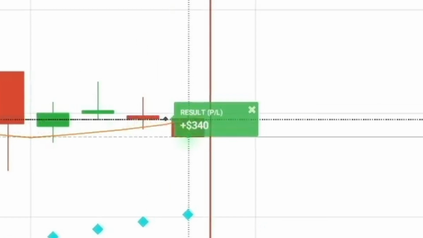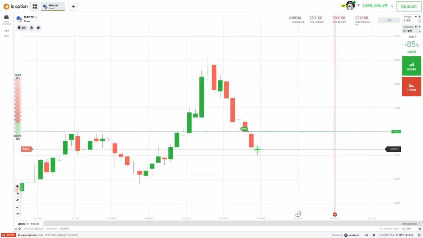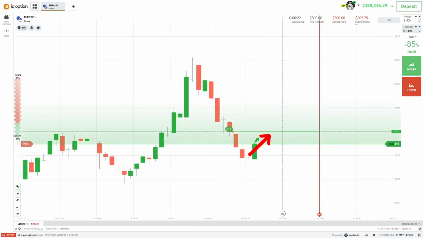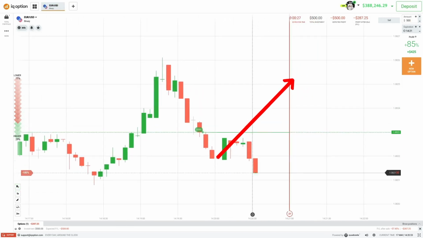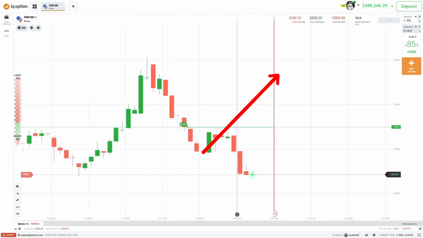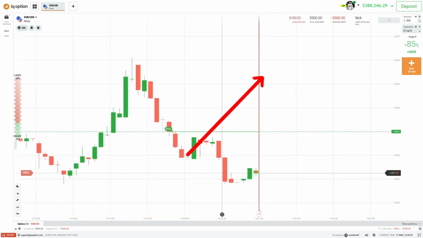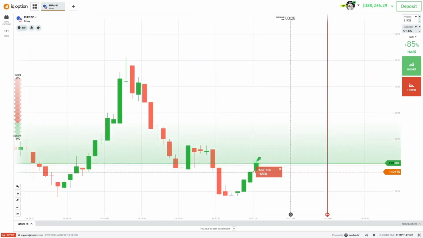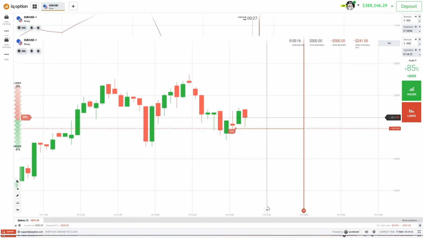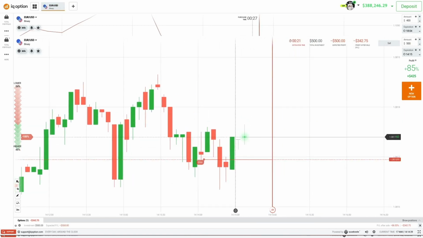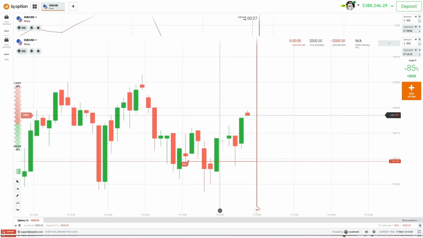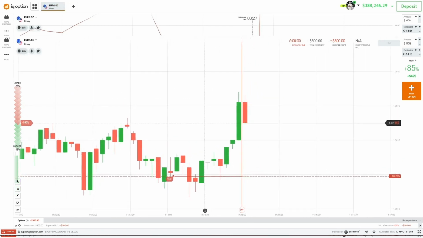But on the other hand, if my prediction was wrong, for example, if I opened a high position predicting that the market is going up for the next minute and somehow the market went down and closed below the opening price, I will lose my investment. And the same thing with the lower position. If I open the sell position predicting that the market is going down the next minute, but somehow the market closed above the opening price, I will lose my investment.